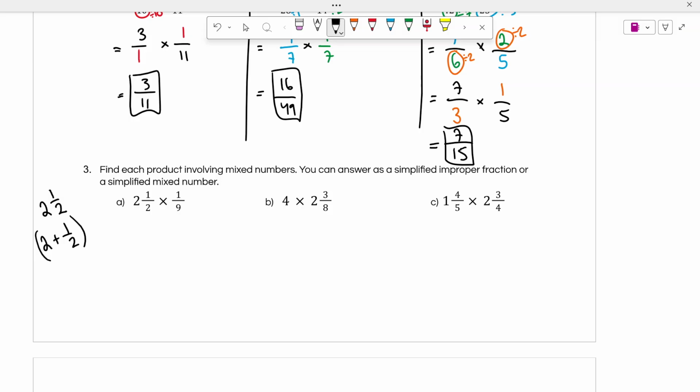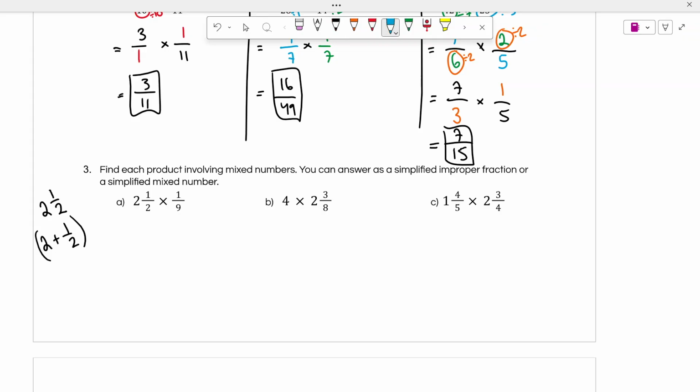And so we want to pay attention to the fact that we need to do a conversion of these mixed numbers into an improper fraction prior to actually doing our multiplication. And the reason for that is that brackets implied by that mixed number come before multiplication in BEDMAS.